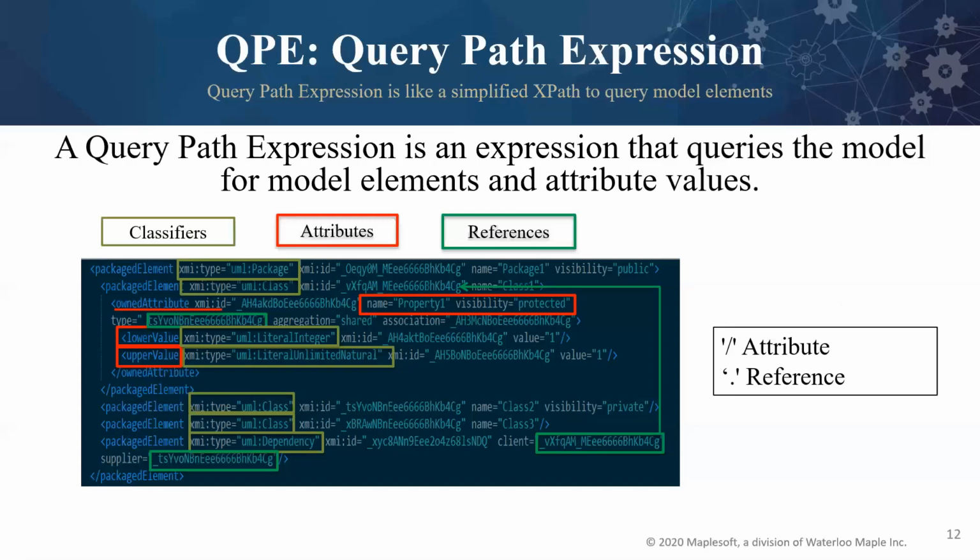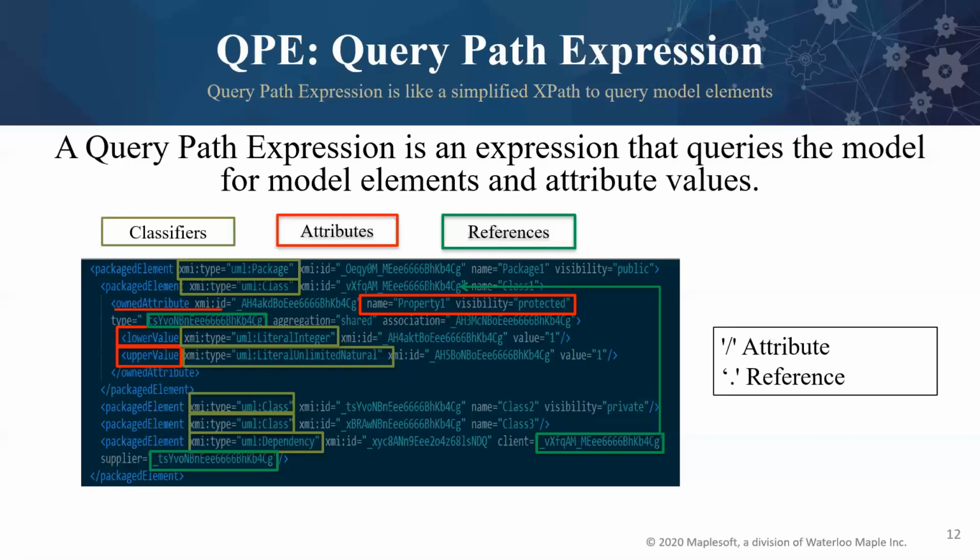Within the configuration file, how MapleMVC understands that something is an attribute or a reference is this: when you use a slash, it is considered an attribute. For example, say I want to create a query which gets the name of an element. I will use slash name. This means that it's an attribute.